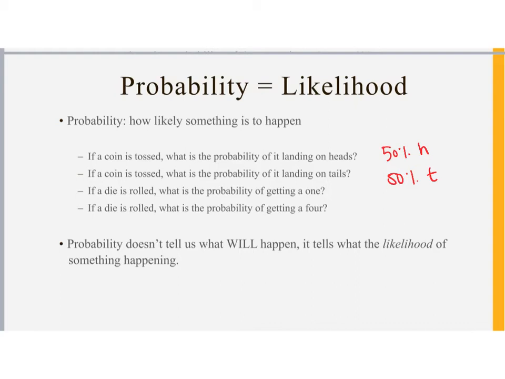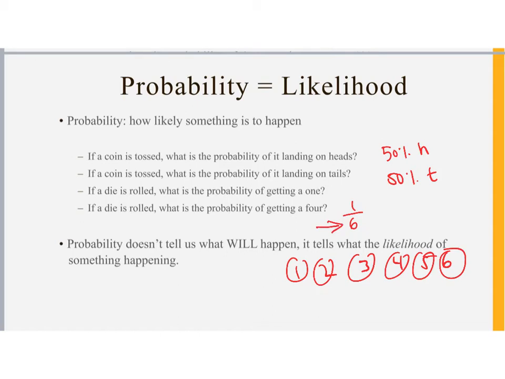If I roll one standard 6-sided die, the probability of getting a 1 is 1 in 6, because there's 6 possibilities. I could roll a 1, a 2, a 3, a 4, a 5, or a 6. So there are 1, 2, 3, 4, 5, 6 possibilities. The number of possibilities goes on the bottom of the fraction. Of those, one of those possibilities is me rolling a 1. The number of ways something can occur becomes your numerator. So the probability of rolling a 1 on a 6-sided die is 1 out of 6.